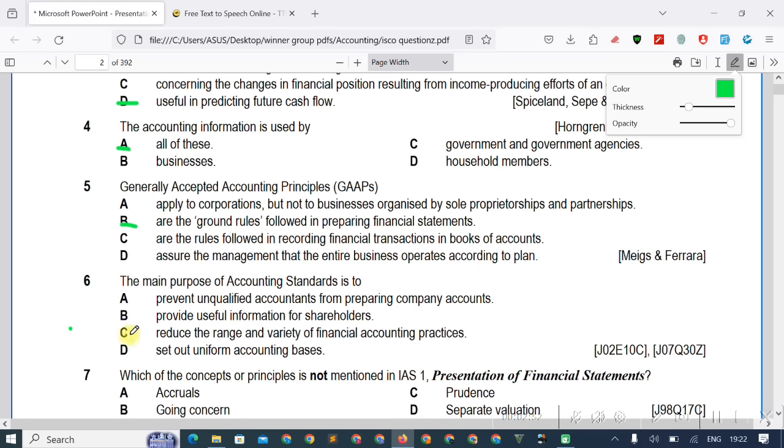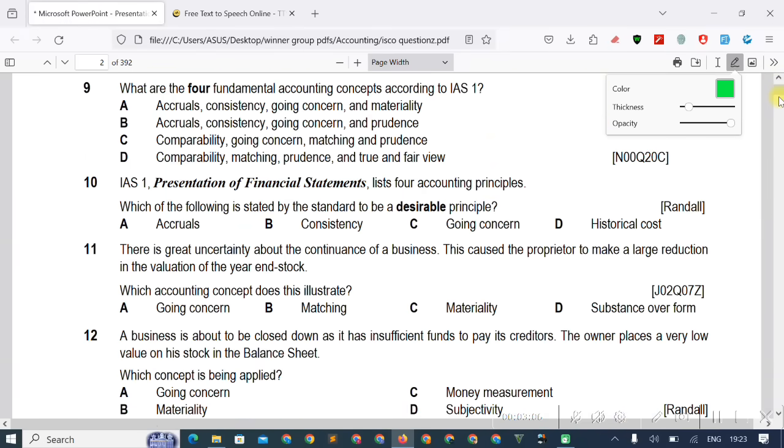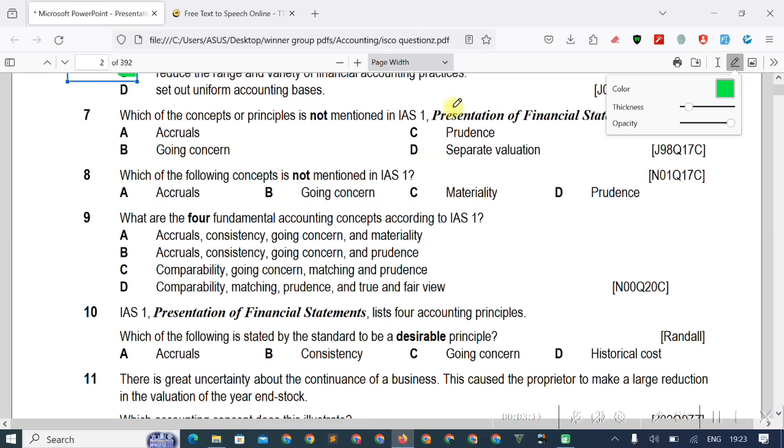7. Which of the concepts or principles is not mentioned in IAS 1, Presentation of Financial Statements? A. accruals. B. going concern. C. prudence. D. separate valuation. The answer is C. prudence.